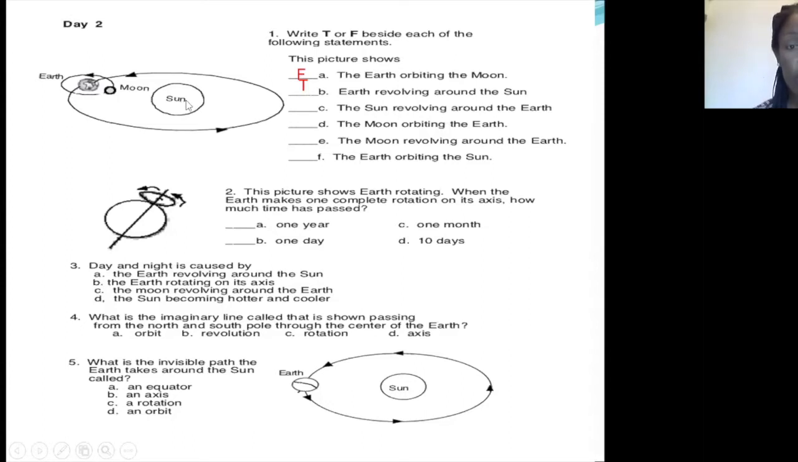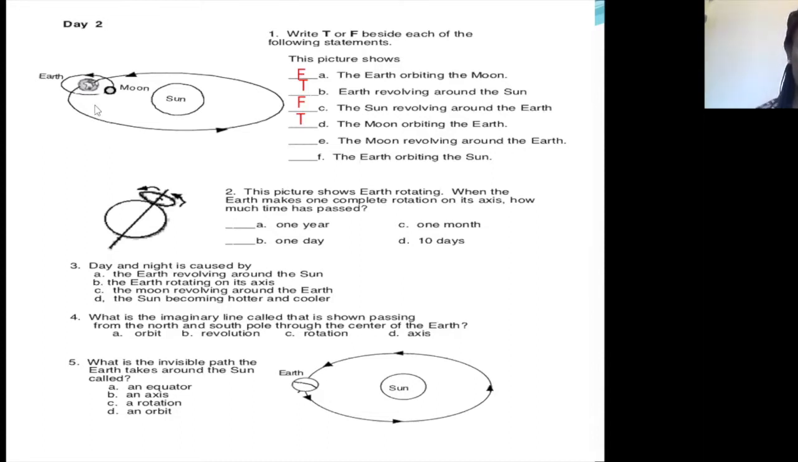You see the sun revolving around the Earth? No, the sun is right here. Only the Earth is revolving around the sun. So that will be false. D, the moon orbiting the Earth. Again, that will be true.